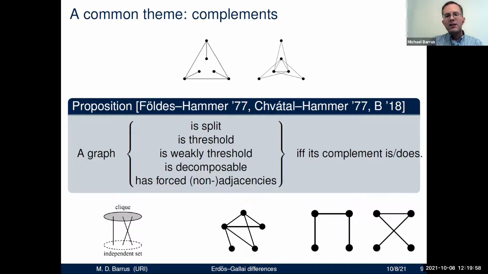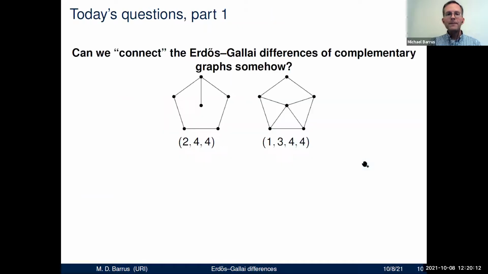But I'm interested in these Erdős-Gallai differences. And given that the Erdős-Gallai difference gave a way of characterizing each of these behaviors, I might wonder if there's a direct connection between the Erdős-Gallai differences and this complementarity idea. And so I want to answer whether it's true that the Erdős-Gallai differences of a graph and of its complement have anything to do with each other. And you can see from this example that it's not an immediate answer. We don't see that they have the same length or even the same values. I mean, they do have some similar values, but not all of them. So maybe there's something to say here.